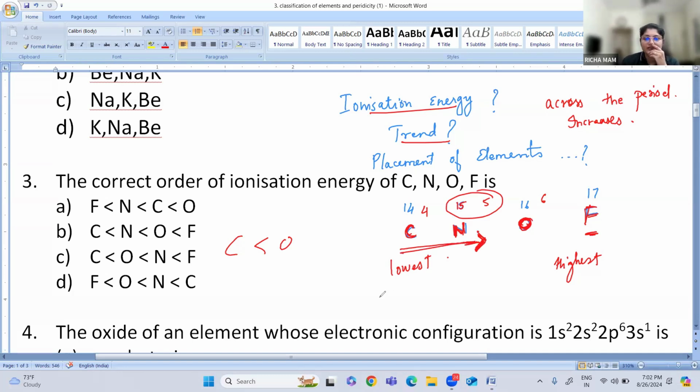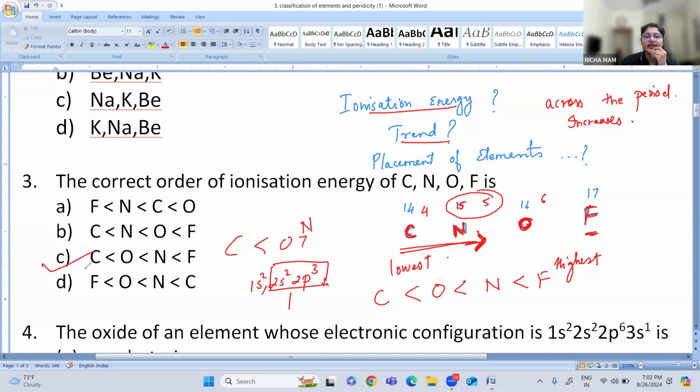Okay, so because of that, first you will be carbon, then oxygen, then nitrogen, and then fluorine. Because if I see nitrogen, it is 7, so it is 1s2, 2s2, and 2p3. Okay, so what you can see, there are 5 electrons in its outermost shell. So slightly more stability is there.